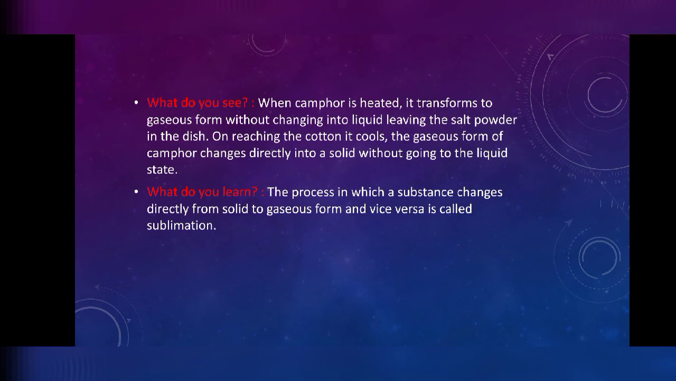What do you see? When camphor is heated, it transforms to gaseous form without changing into liquid, leaving the salt powder in the dish. On reaching the cotton, it gets cooled. The gaseous form of camphor changes directly into a solid without going to the liquid state. What do you learn from this method? The process in which a substance changes directly from solid to gaseous form and vice versa, that means gaseous form to solid form, is called sublimation.